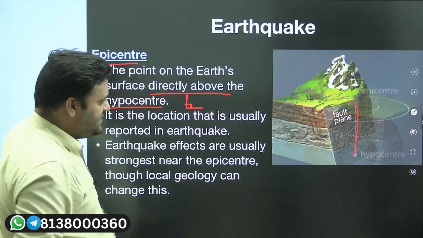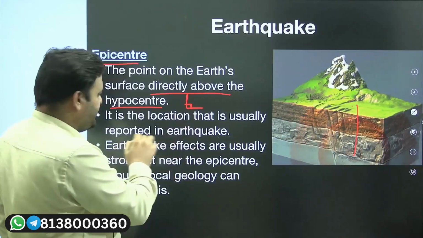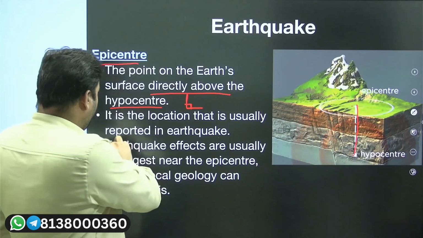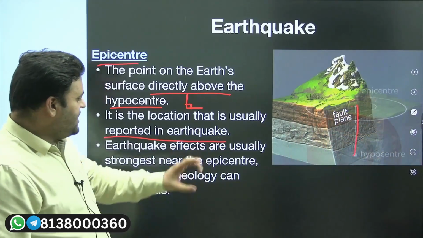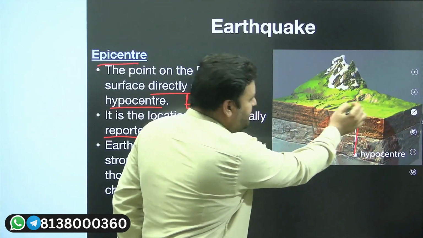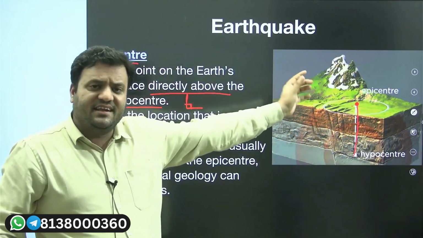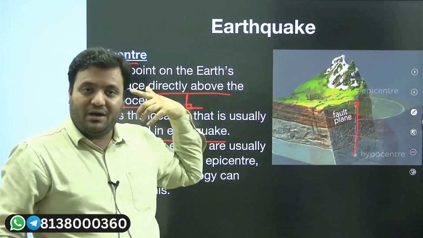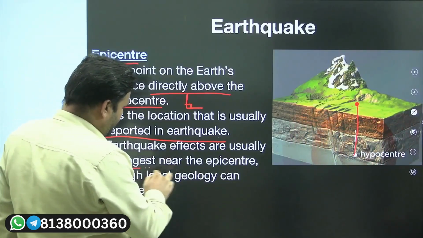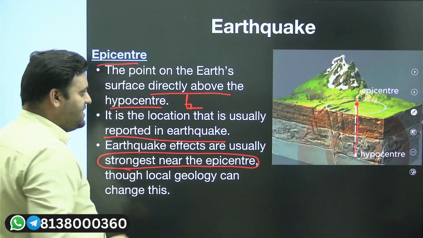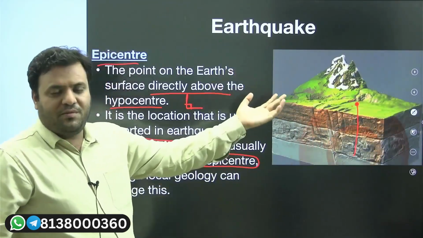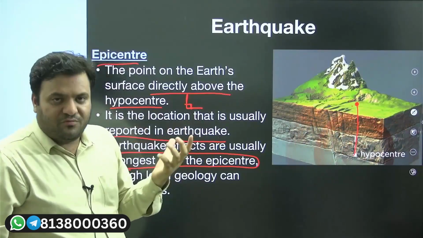And yes, this is the location which is always preferred for the earthquake. These earthquake effects are usually strong when the earthquake is there. The earthquake is strong near the epicenter, and as the distance increases from the epicenter, the impact will become less. So the strongest impact is near the epicenter, and as you are far away from the epicenter, the impact is likely to be less.